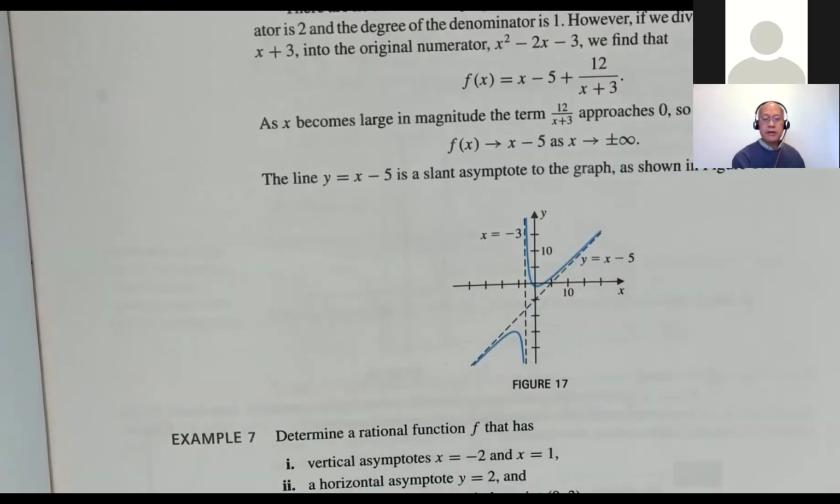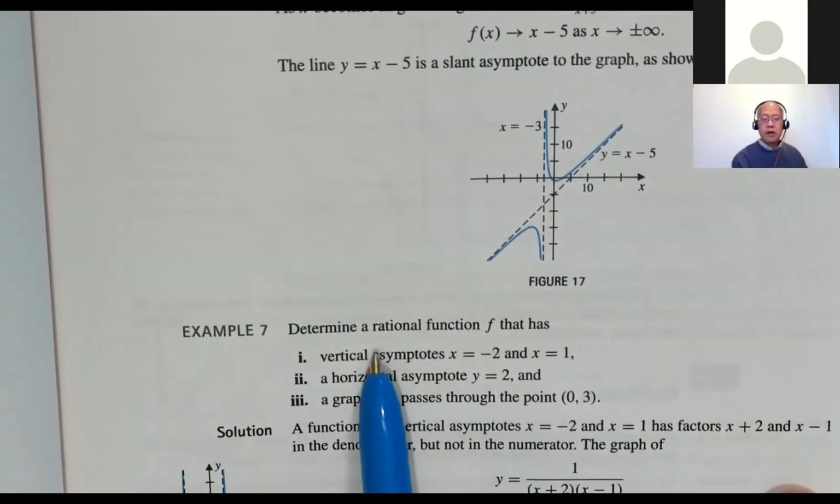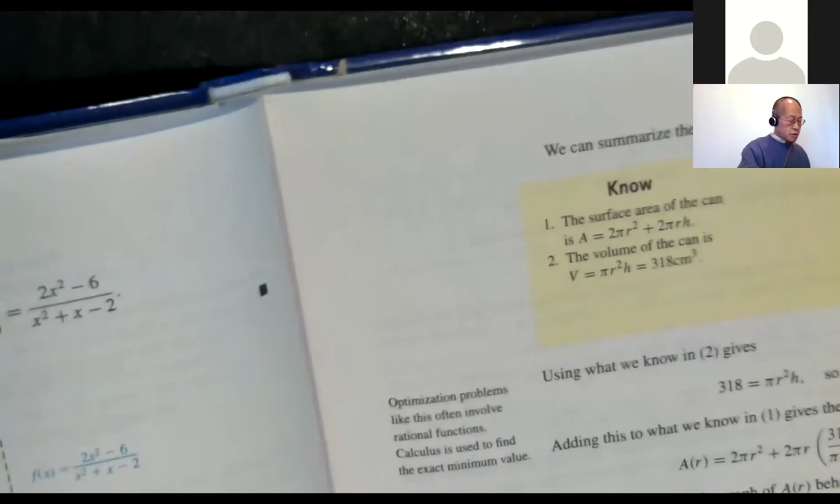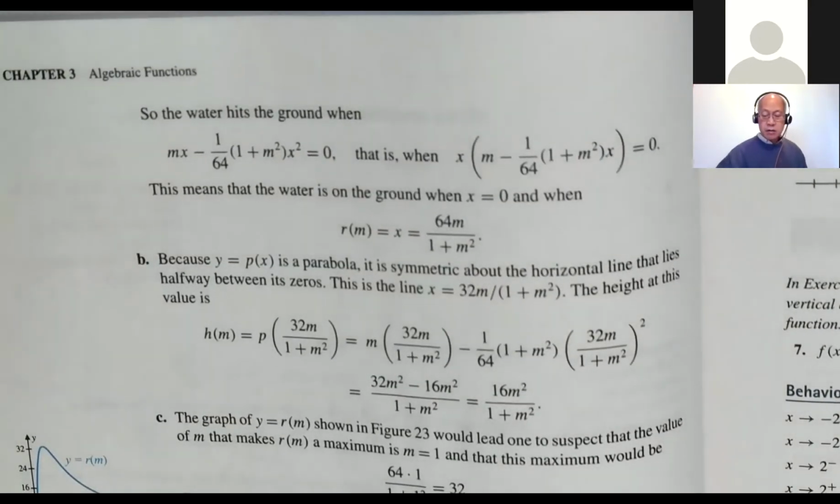And we'll learn how to do stuff like that. Okay, so we could have vertical asymptotes, horizontal asymptotes, and even slant asymptotes. All right, so the first thing we're going to do are the problems at the beginning.